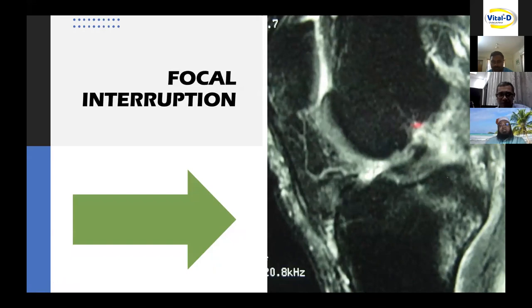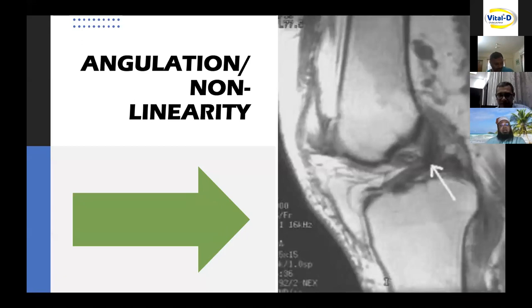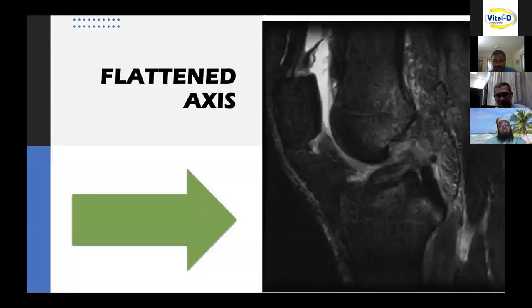Another important sign is the focal interruption. You can see this part of the ACL is visible, and after that there is an interruption. The signal is interrupted. It is not ascending up to this. So focal interruption is an important sign of ACL injury. And another important sign is the angulation or non-linearity. I have shown that the ACL ascends almost straight, 45 degrees upwards. But here you see the axis is not straight. So it is a fallen axis or non-linearity. This is another important sign of injury of ACL in MRI.